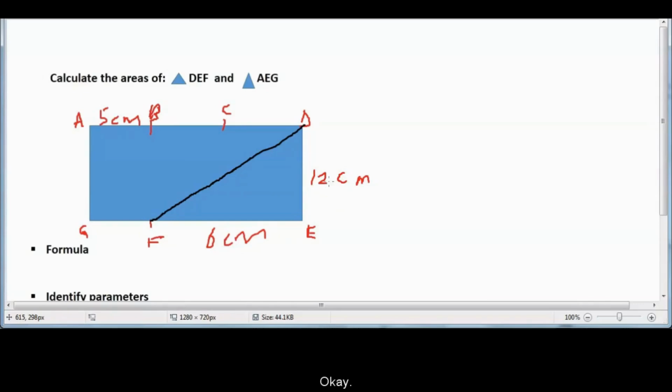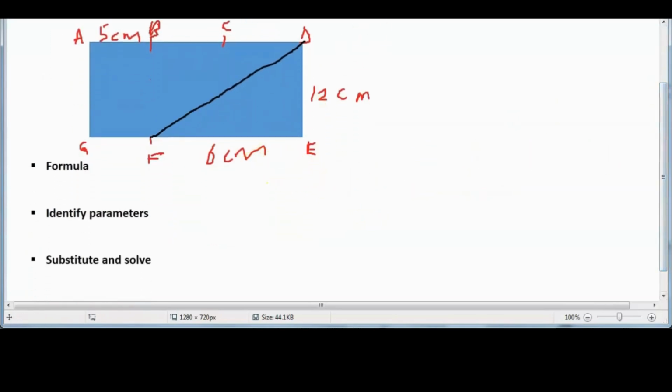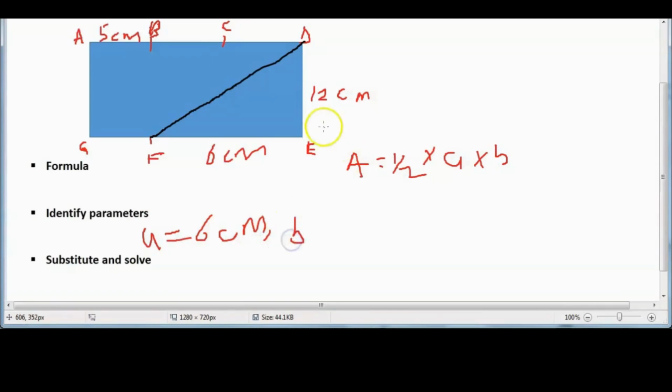Okay, let's go straight into the calculation. Formula: the area of the triangle, the formula for calculating the area is as usual. A is equals to half times A times B, where A is the same thing as 6 cm, B this 12 cm.